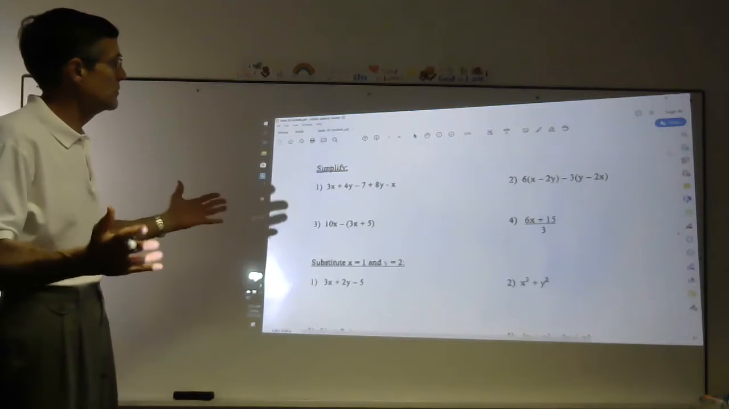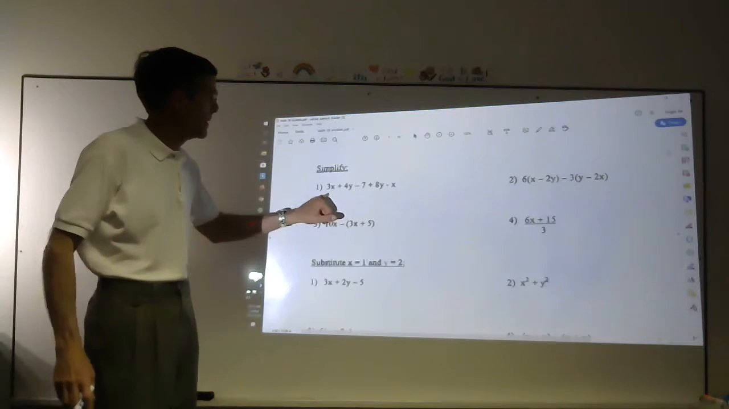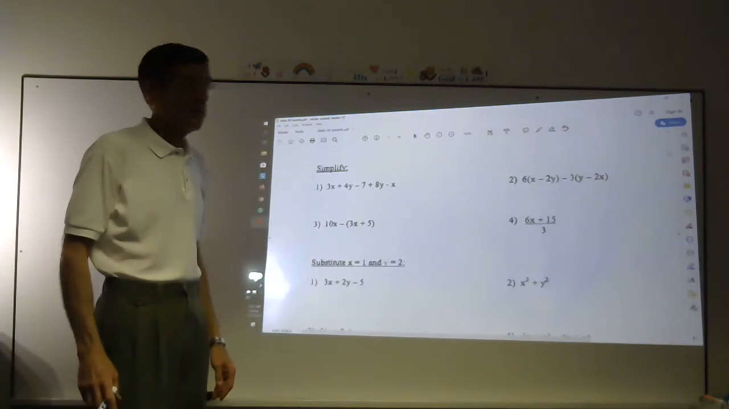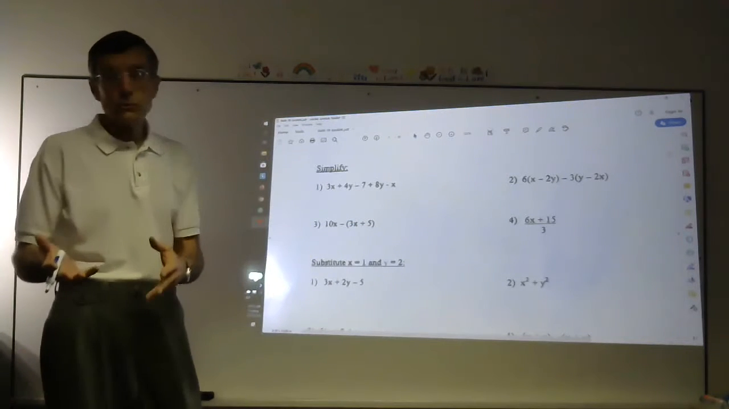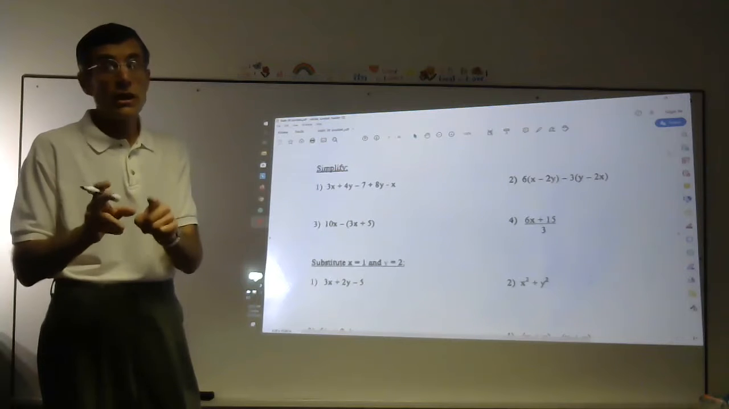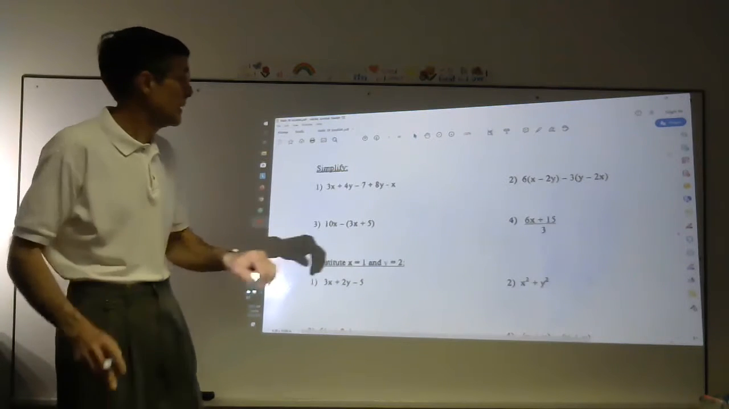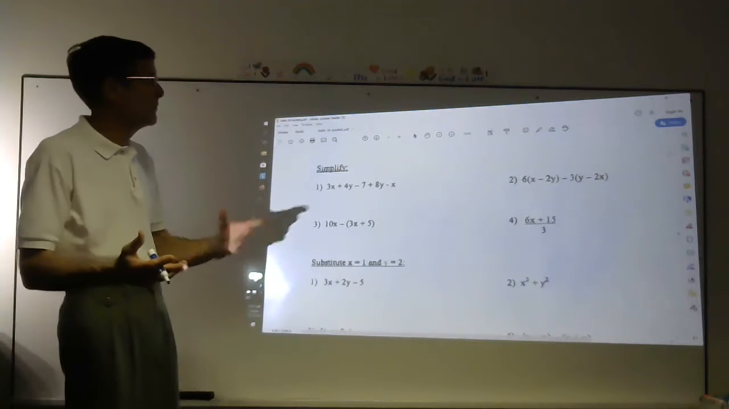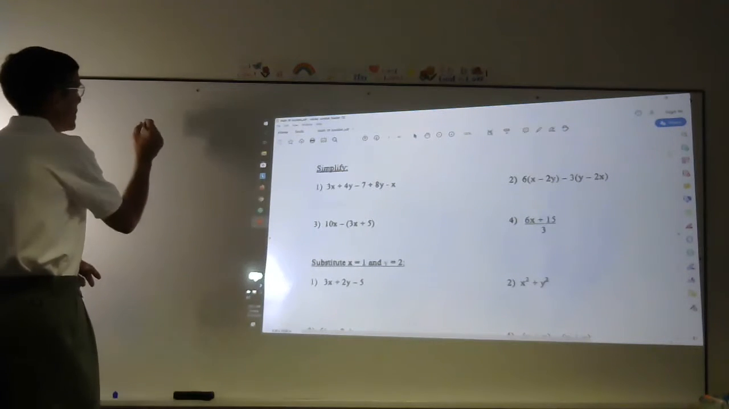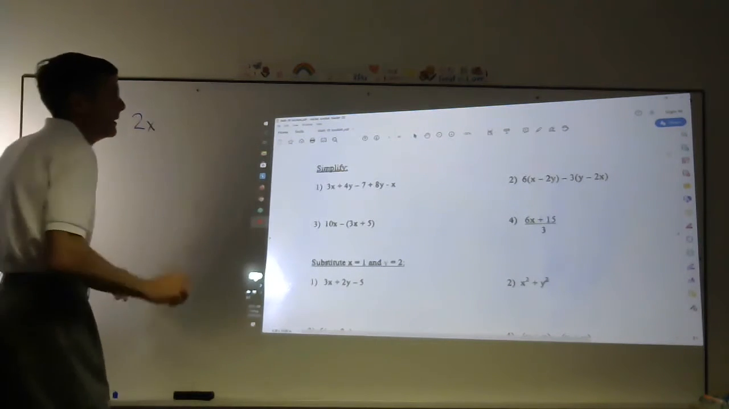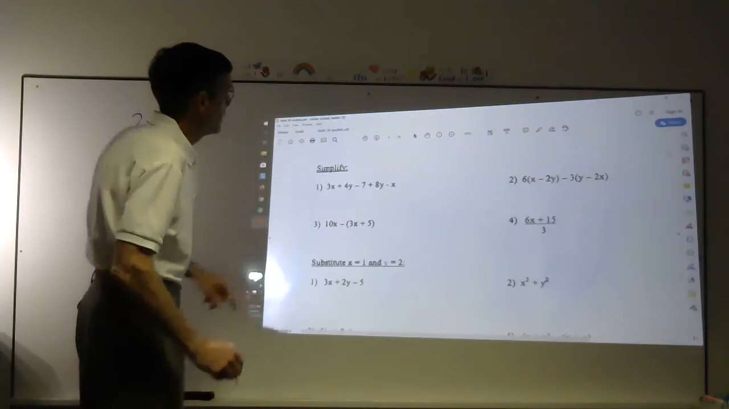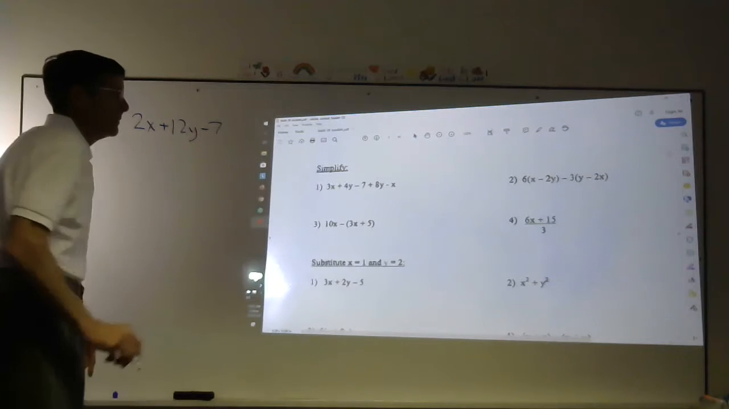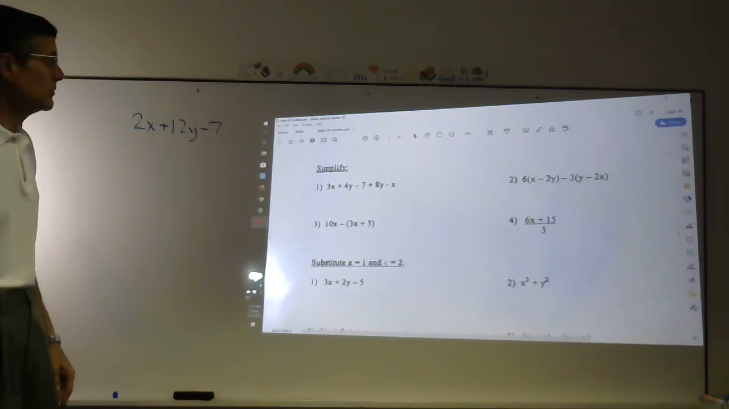Okay, simply collecting terms. I want to collect terms here. I see some x's, I see some y's, I see a number all by itself. So you can collect terms going by the rules we talked about the last time. When the signs are different, you subtract and give it the sign of the biggest. So 3x and a negative 1x, the signs are different. You subtract 3 and 1, give it the sign of the biggest: 2x. The y's, I see a 4y and an 8y, that makes 12y. And we simply have a negative 7 to put on the end. Okay, that's all there is to it.